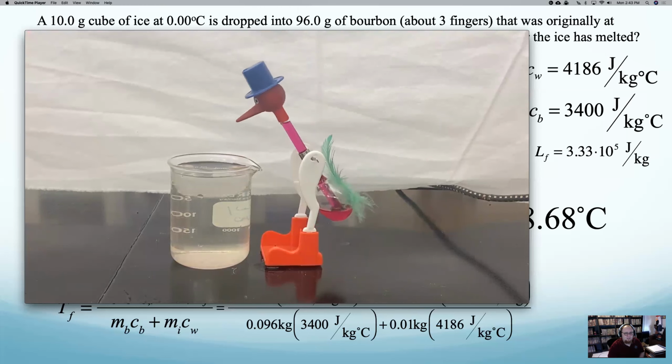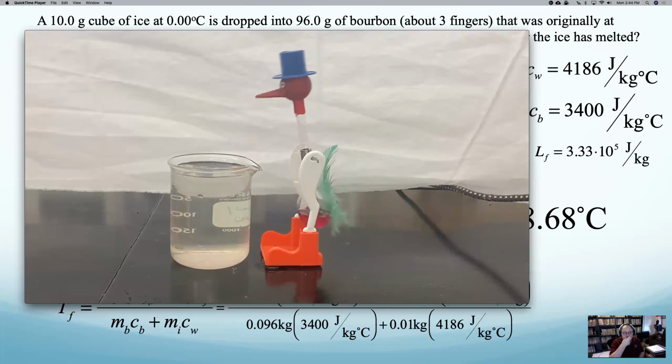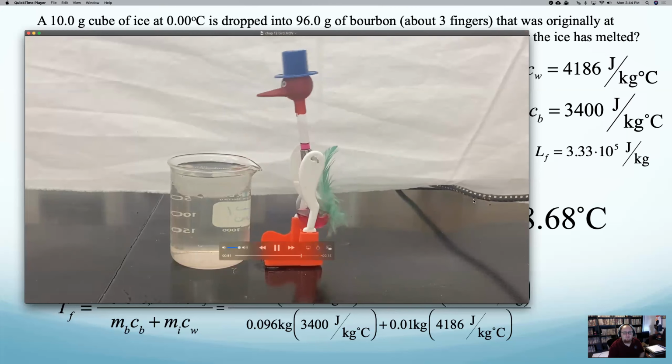The liquid goes up in the neck, he tips over, gets the water, goes down. Why this works is actually everything we were just doing.